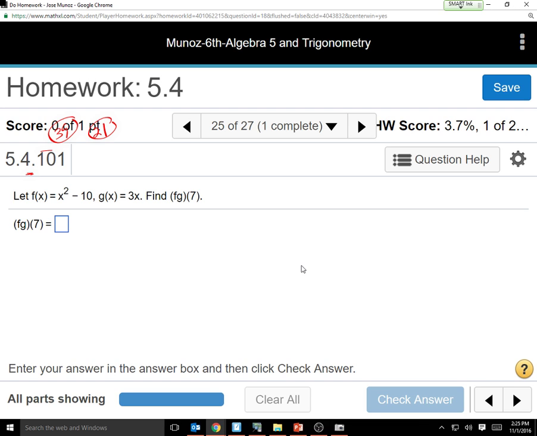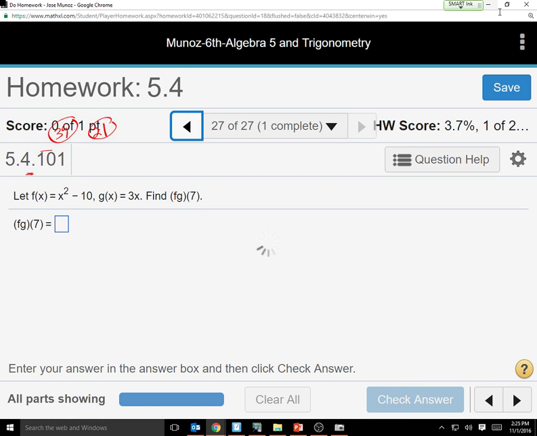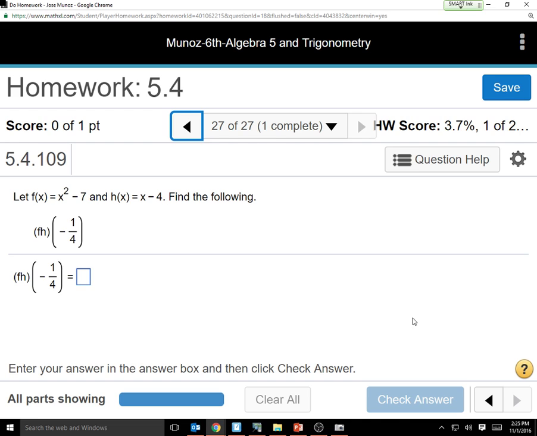Alright. Other questions on the homework? 27. Okay. Again, we're doing f times h of -1/4. A -1/4 times a -1/4 is going to give me a positive 1/16. Minus 7 will give me negative 6 15/16. And I'm going to multiply that by whatever the value of h is going to be, which would be -4 1/4. So multiply those two.